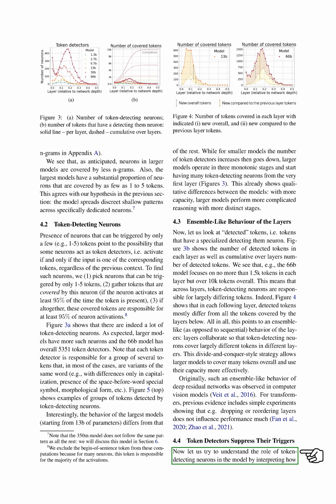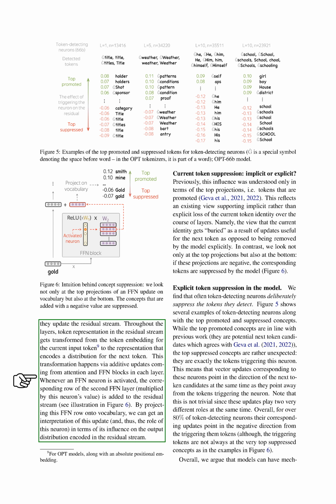Now, let's try to understand the role of these token-detecting neurons. As we move through the layers, the token representation in the residual stream is transformed from the token embedding for the current input token to a representation that encodes a distribution for the next token. This transformation is achieved through additive updates from attention and FFN blocks in each layer. When an FFN neuron is activated, the corresponding row of the second FFN layer, multiplied by the value of this neuron, is added to the residual stream. By projecting this FFN row onto the vocabulary, we can interpret this update in terms of its influence on the output distribution encoded in the residual stream.